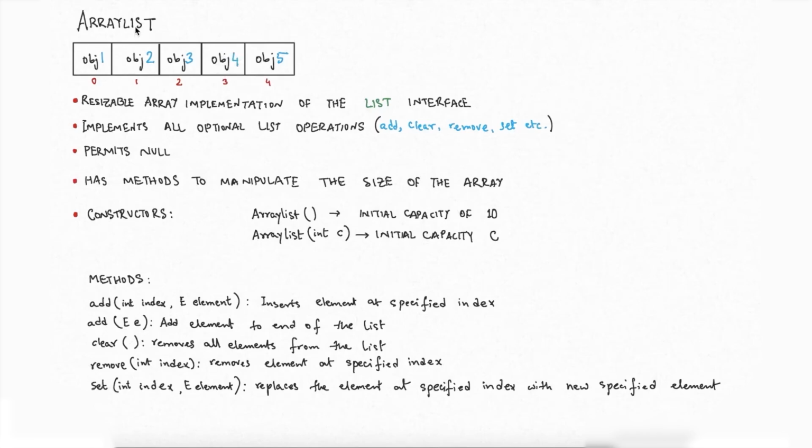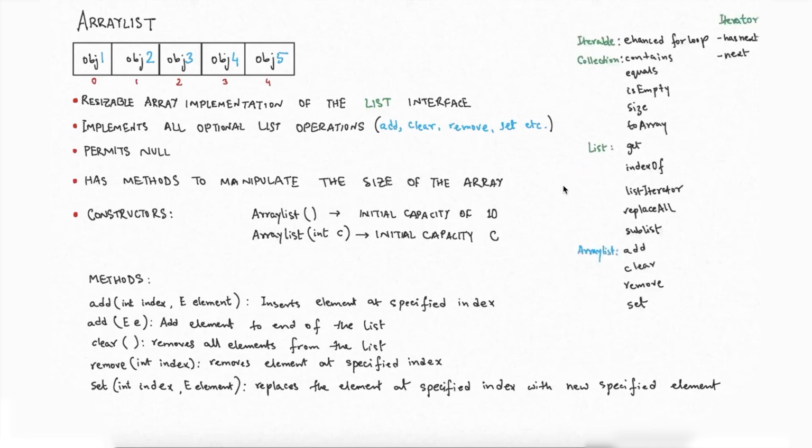Arraylist has a lot of other methods as well, and they are variations of these or some other ways to manipulate the objects in the array list. But these are the main ones, in addition to the ones that we already saw in the collection interface and the list interface, as well as the iterable interface.